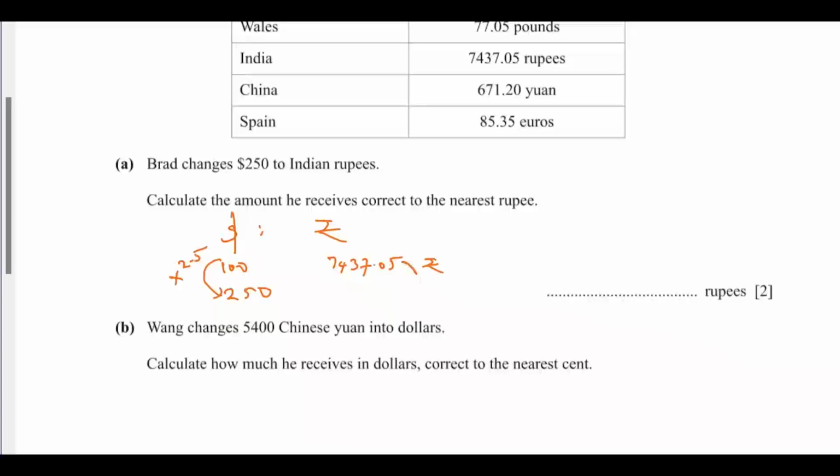So we need to do the same thing here, times 2.5, and that will give us the equivalent. So we are going to get 18592.625. Okay, so we can now write this to the nearest rupee, and that will be 18593.